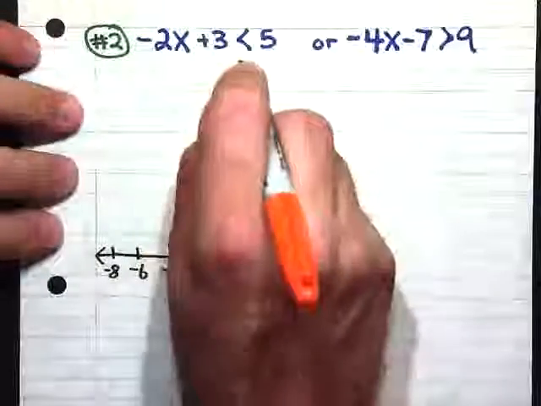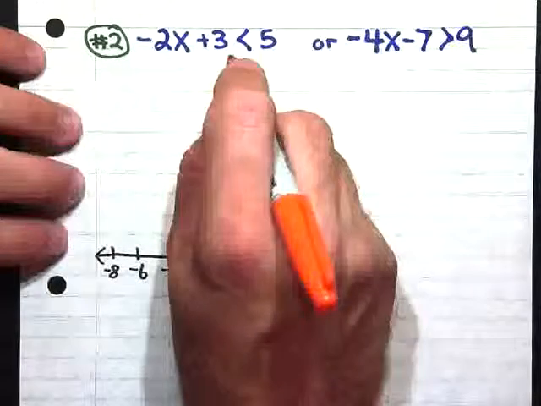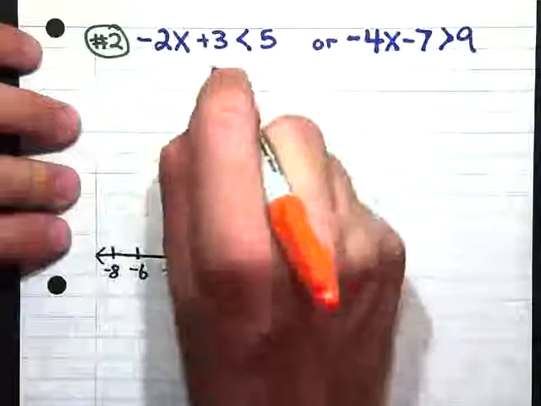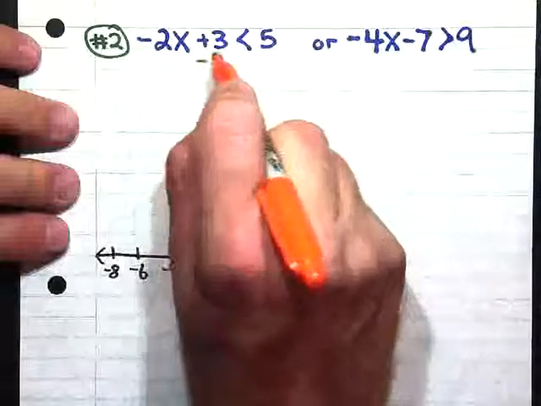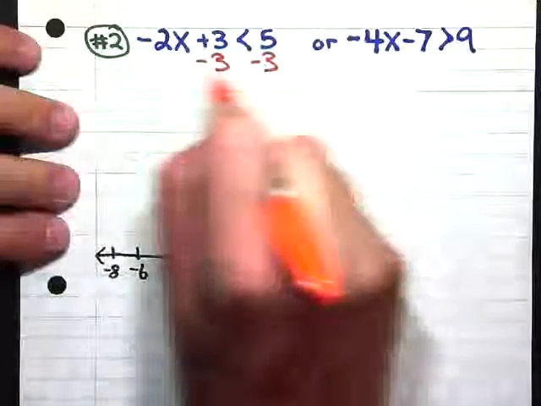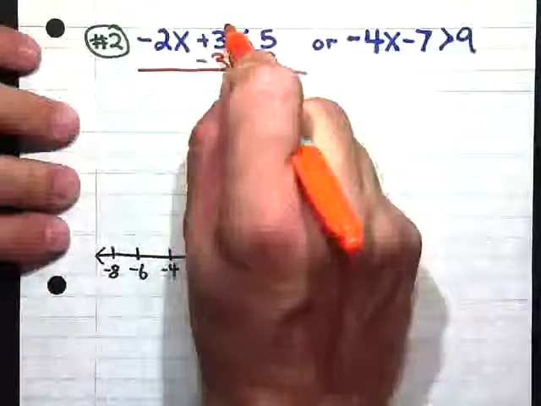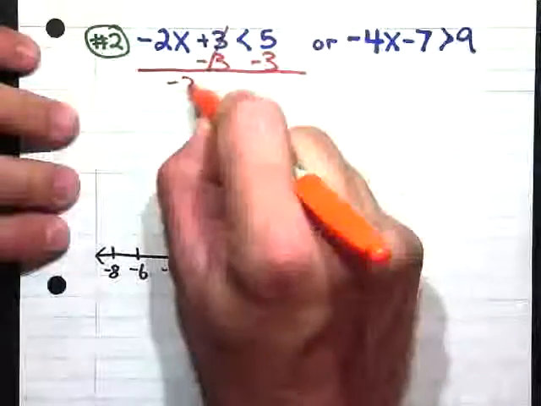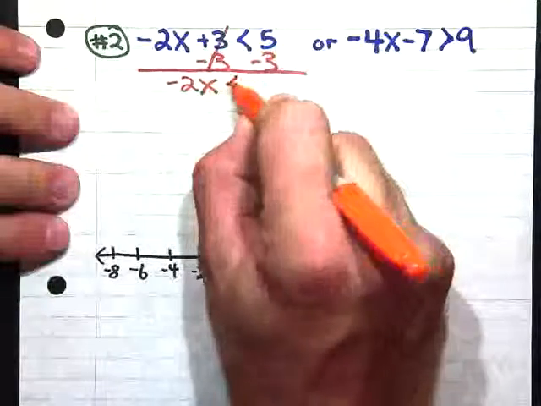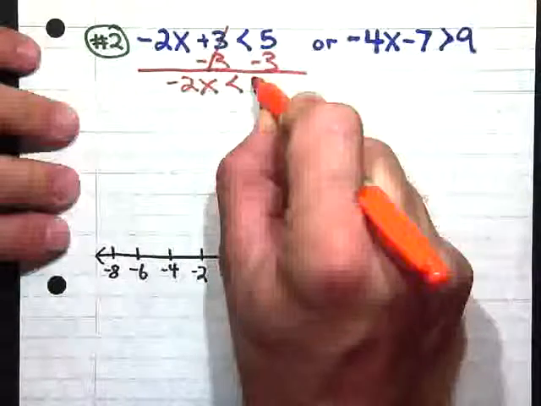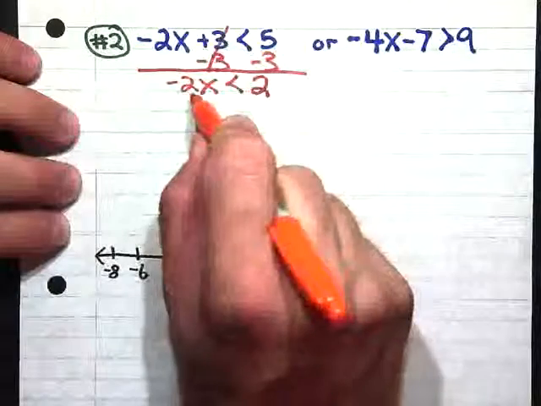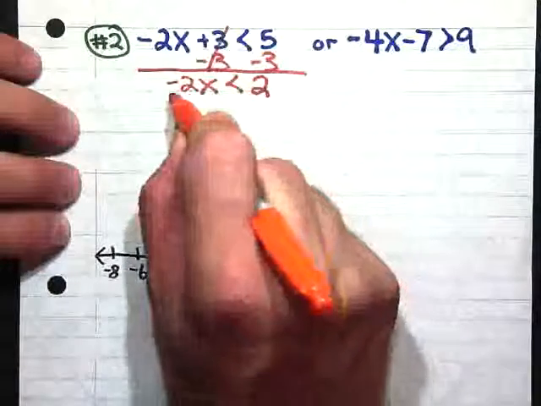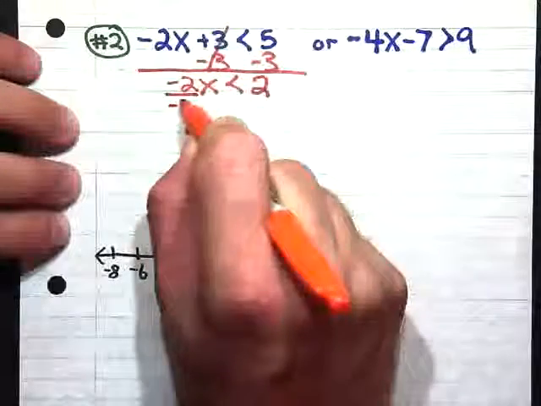Negative 2x plus 3 is less than 5. So we want to solve this for x. In order to do that, we've got to get rid of this positive 3 here. So we subtract 3 from both sides. When we do that, these 3's cancel out, leaving us with negative 2x is less than 5 minus 3, which is 2. Now we've got to get rid of that negative 2 that's attached to x. So in order to do that, we divide by negative 2.